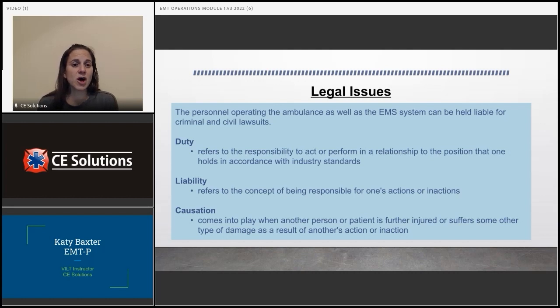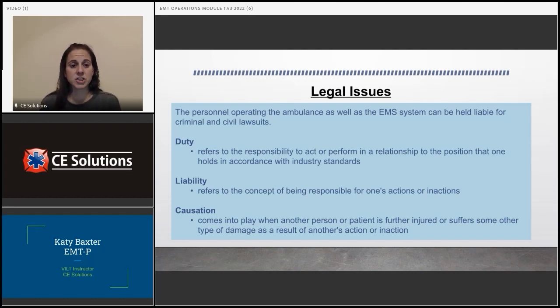Legal issues. The personnel operating the ambulance, as well as that entire EMS system, can be held liable for criminal and civil lawsuits. Duty. This is going to be referring to the responsibility to act or perform in a relationship to the position that one holds in accordance with industry standards. You are held accountable as somebody in a different state with the same situation, what they would do. There is a national standard. Liability is going to refer to that concept of being responsible for one's actions or inactions.